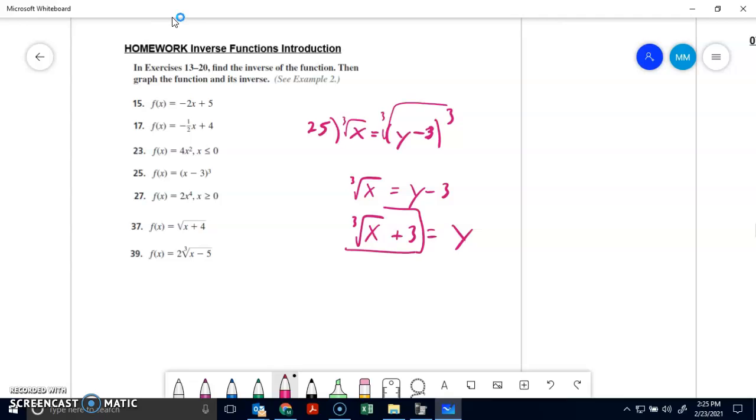And that's it. There's my inverse. That's all there is to it. Okay, there's no endpoints in this. Cube roots have no stipulations or anything. If I were to graph this, and maybe the calculator can help with that, it's a cube root function.